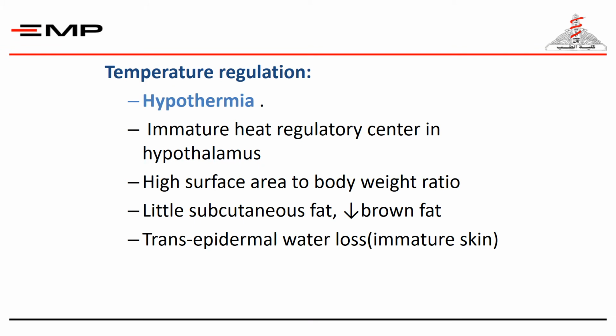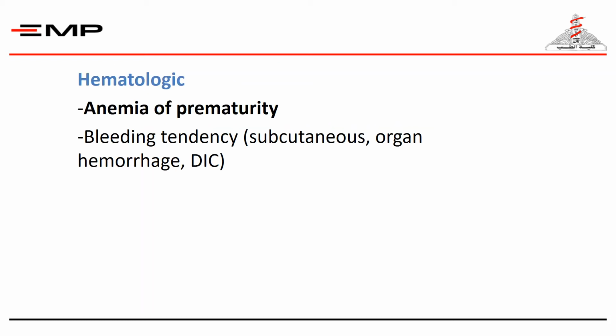Preterm babies have difficulty in controlling their body temperature, so they are liable to hypothermia, and this is an important issue. This is due to immature heat regulatory center in the hypothalamus. This is also due to high surface area to body weight ratio, little subcutaneous fat, little brown fat, which is the source of heat during its burning, and there is increase in the transepidermal water loss due to immature skin.